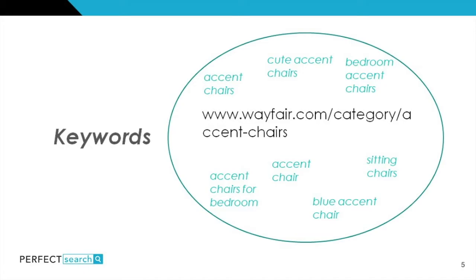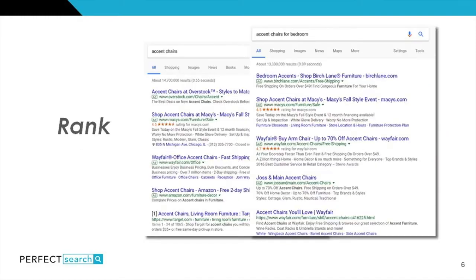So with every search, as we mentioned, there are keywords and searcher intent involved. For a product page on Wayfair.com that's selling accent chairs, that user might look up accent chairs for bedroom, or cute accent chairs, or something more specific like a color, blue accent chair. So we want to take into consideration the types of searches that they'll be making that will drive our keyword research.